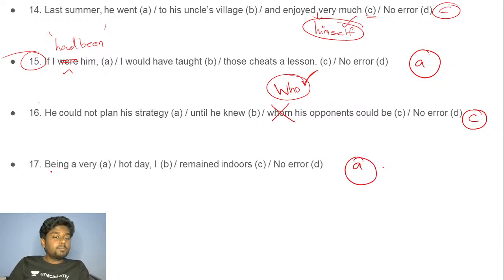It should not be being a very hot day. This being should be replaced with as it was. As it was a very hot day, I remained indoors. Why? Because this has been a past constructive statement. Okay. So if that is the case, being has been inappropriately placed here. So it should be replaced with as it was a very hot day, I remained indoors.